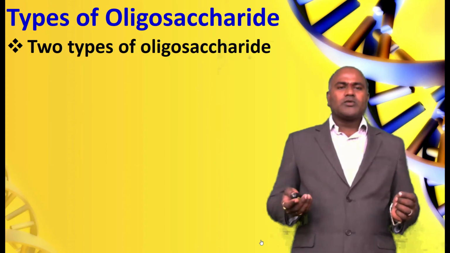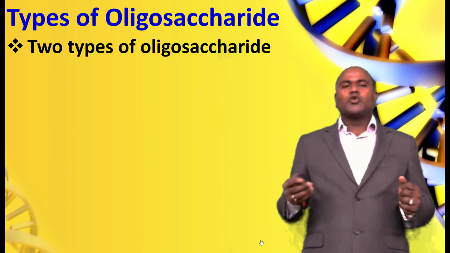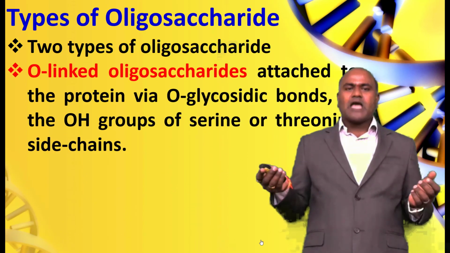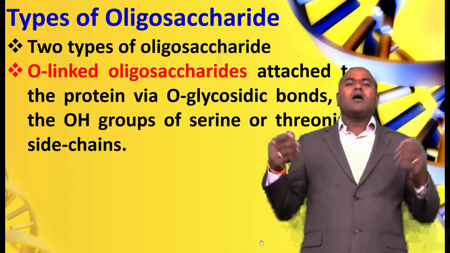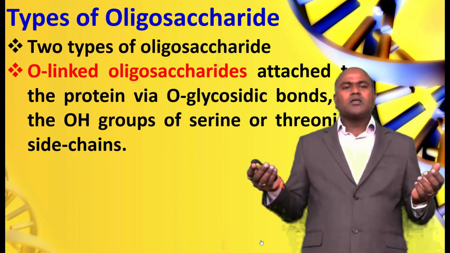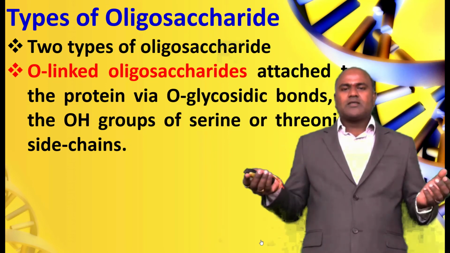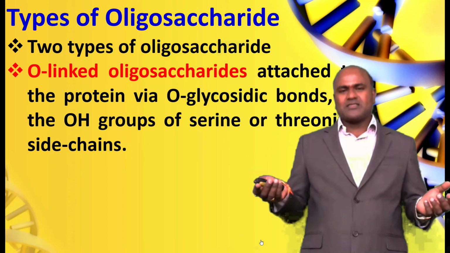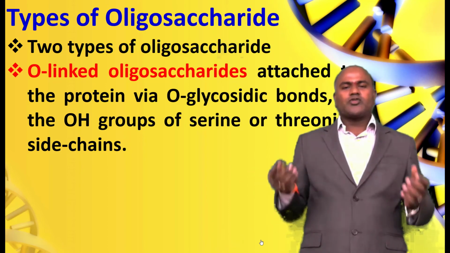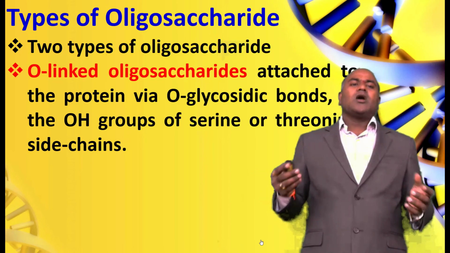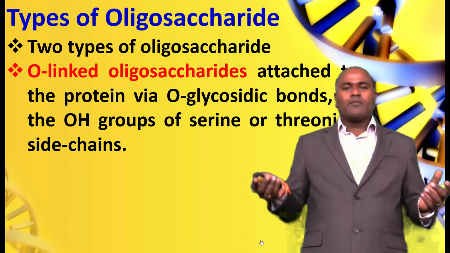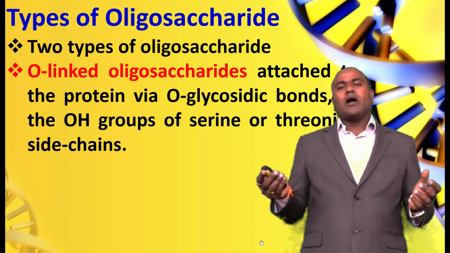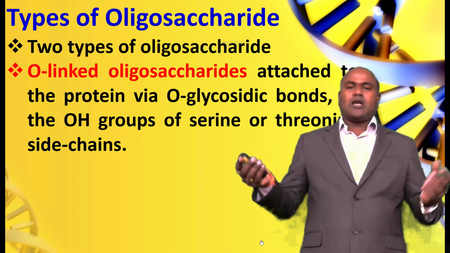Coming to the types of oligosaccharides, there are two types. Oxygen linked oligosaccharides are attached to the protein via oxygen glycosidic bonds to the hydroxyl groups of serine or threonine side chains. Serine and threonine are amino acids. The oligosaccharide is linked to the hydroxyl group of these amino acids through a glycosidic bond.